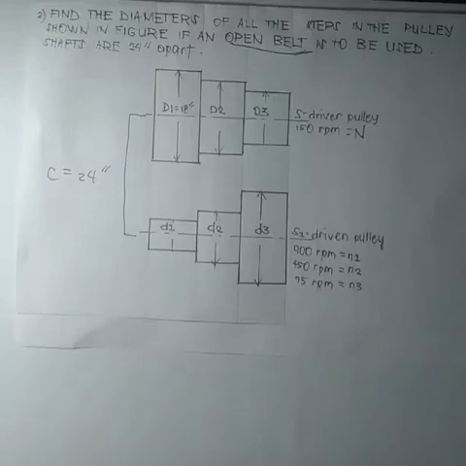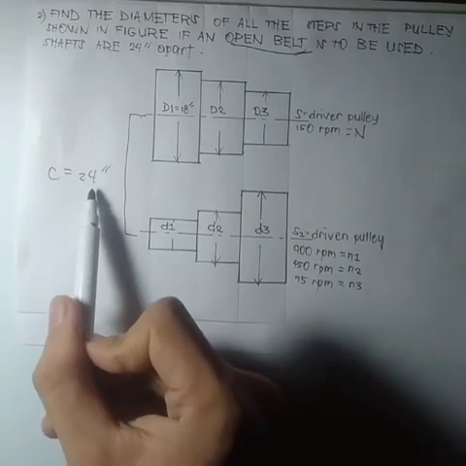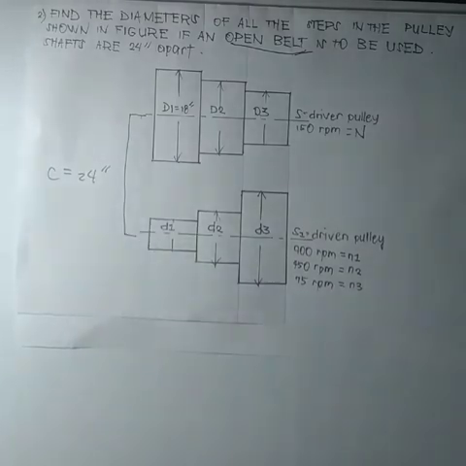Okay, for this problem, find the diameters of all the steps in the pulley shown in the figure if an open belt is to be used. Shafts are 24 inches apart. So parang yung example natin kanina sa number 1 ay gagamit tayo ng formula na tinandaan natin kanina. Pero at this point, with this open belt, we have this new data which is ang ating C, 24 inches. So C is the center from the driver shaft to the driven shaft.